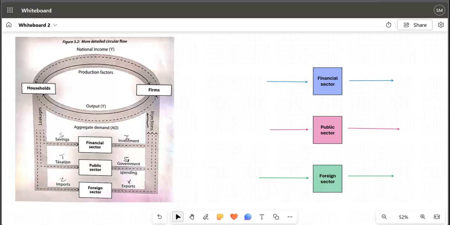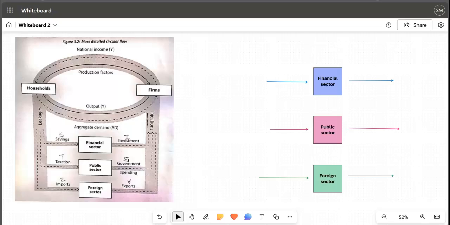Hello everyone. We are still discussing modeling of the economy, and this is part 2. Remember, on the first graph, we only looked at the interactions of the households and the firms. Now we are going to look at the leakages and injections that take place in the economy.